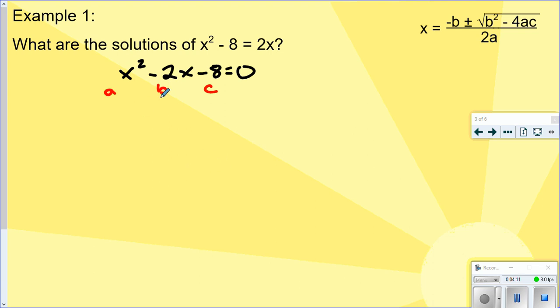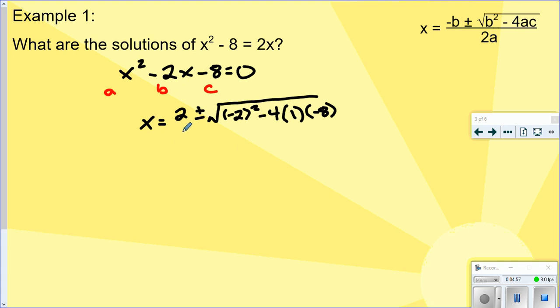All right, so here's my quadratic formula. Negative b is negative negative 2, so that would be positive. The negative sign really means the opposite of, so this is saying the opposite of b. So what's the opposite of negative 2? Positive 2. Plus or minus the square root of b squared, so again, b is negative 2, so negative 2 squared, minus 4 times the a value, which is 1, times the c value, which is negative 8. So all I did was plug in a, b, and c into this formula. And then that whole thing is divided by 2 times a.